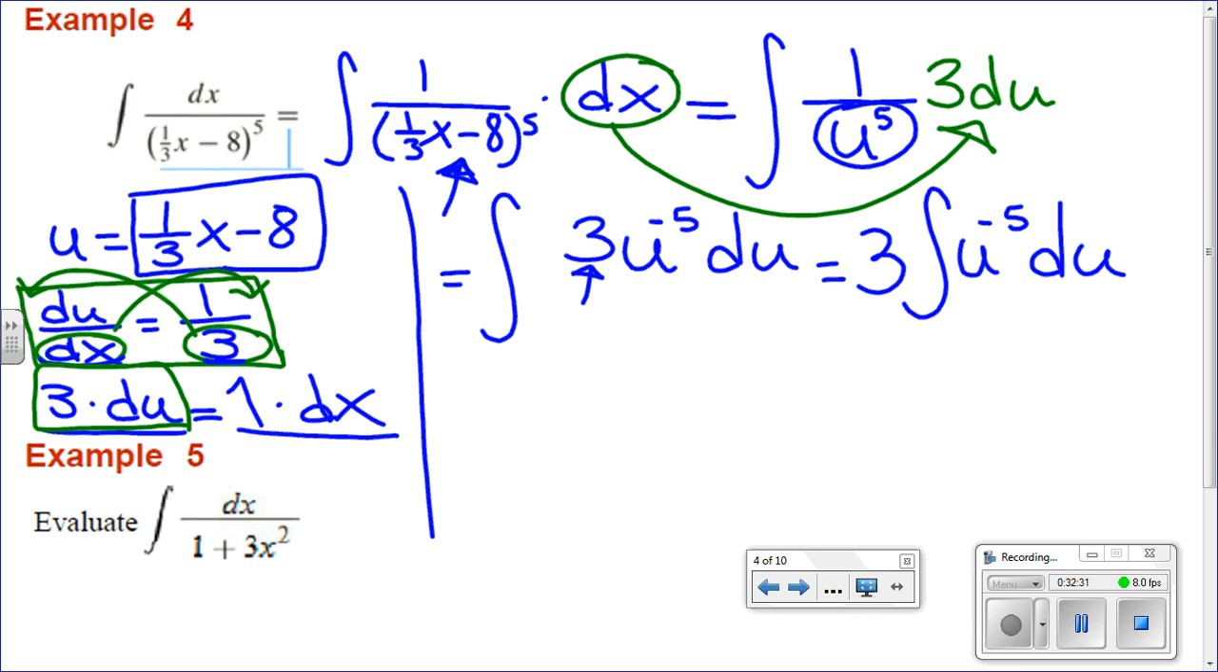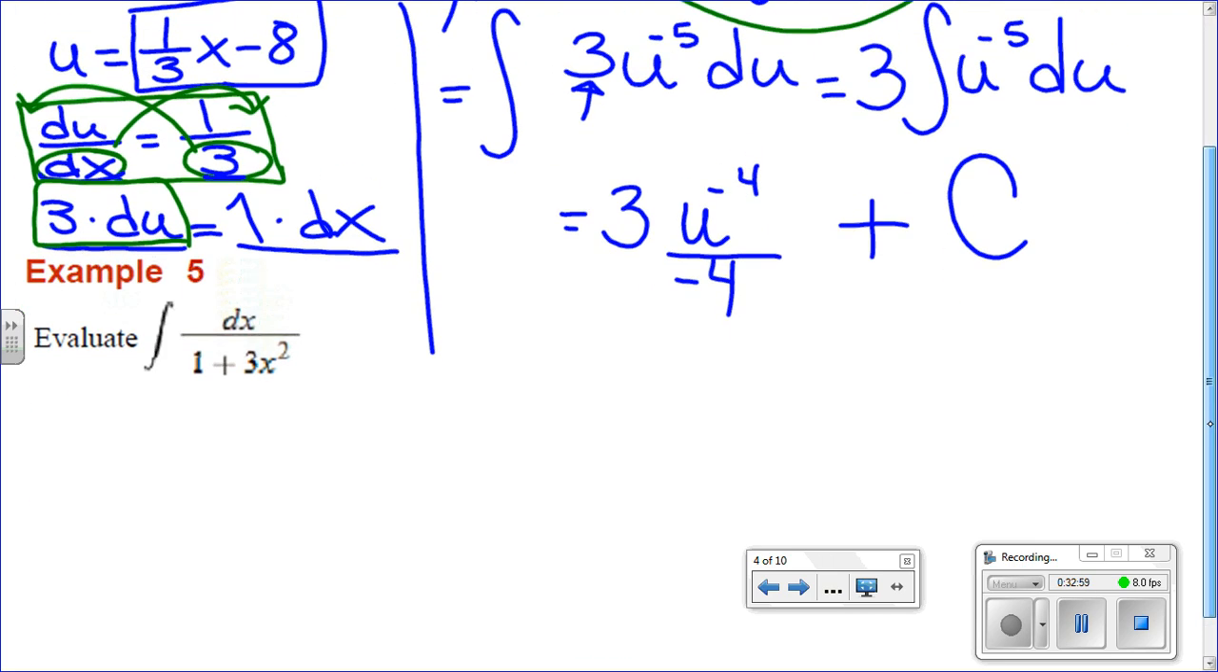Now we could use that formula where we add 1 to the exponent. So that will be 3 times u to the power, what is negative 5 plus 1? Negative 4. And then we divide by the same exponent, negative 4. And then what am I missing? Plus, what am I missing, Bastian? Plus c.